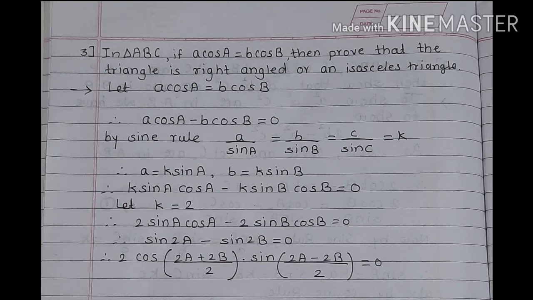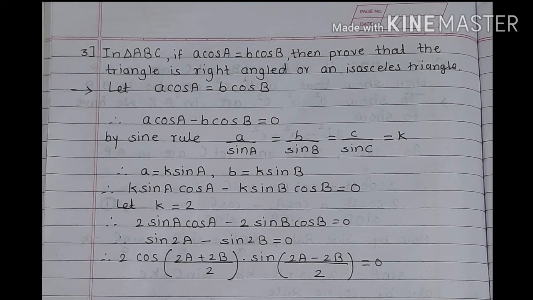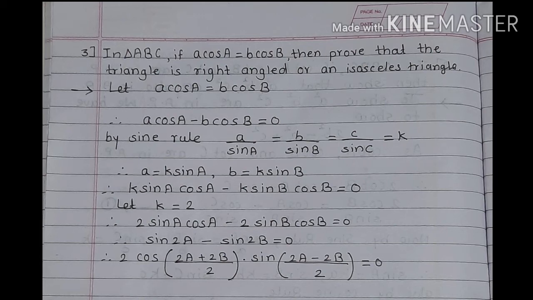So again here we have been given small a and b, so by using sine rule, a upon sine A is equal to b upon sine B is equal to c upon sine C is equal to k. Therefore, what is the value of a? It is k sine A, and the value of b is k sine B. So what does our example become now? In place of small a, we write k sine A cos A minus, in place of small b, k sine B into cos B is equal to 0. So let k be equal to 2. Therefore it becomes 2 sin A cos A minus 2 sin B cos B.